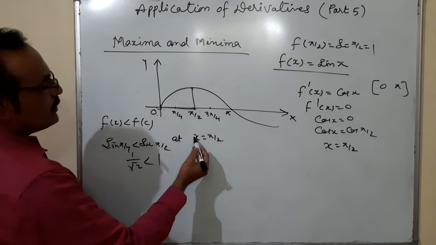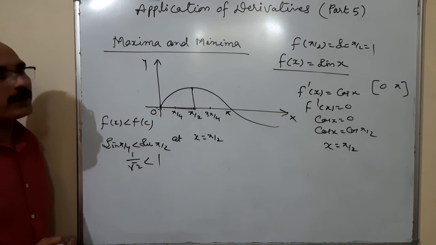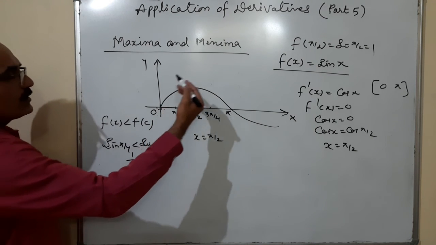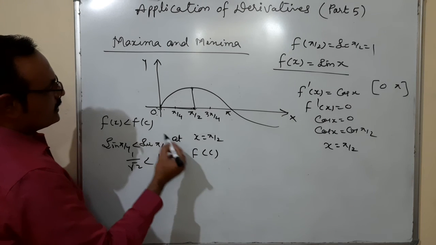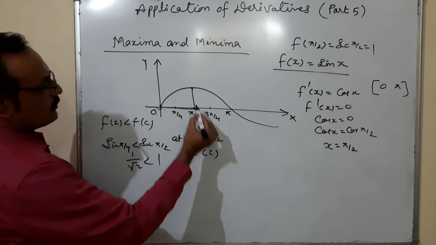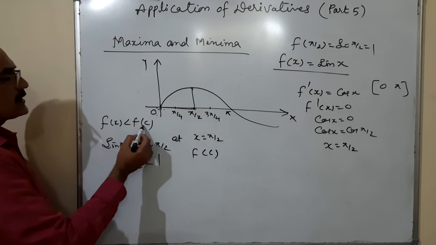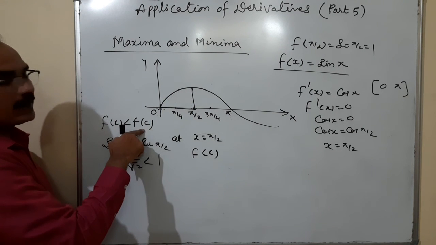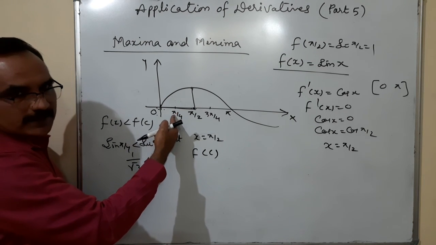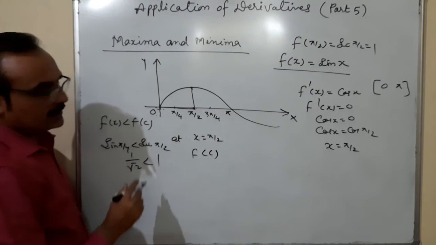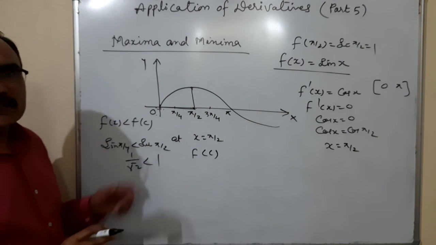So this is the value at x is equal to pi by 2. The maximum value is 1. And on the other side, that is the check: f of x is less than f of c, in the interval c minus h up to c plus h. So in this interval it is increasing. What does it mean? It is the maximum value.